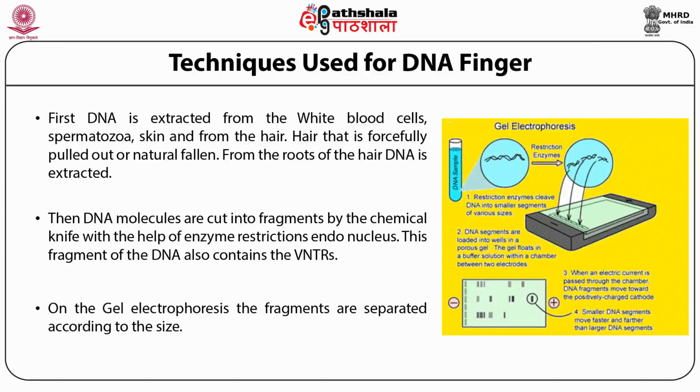In the first step of gel electrophoresis, restriction enzymes cleave the DNA into smaller segments of various sizes. These DNA segments are then loaded into wells in a porous gel. The gel floats in a buffer solution within a chamber between 2 electrodes. When an electric current is passed through the chamber, DNA fragments move toward the positively charged anode. And finally, the smaller DNA fragments move faster and farther than larger DNA segments.